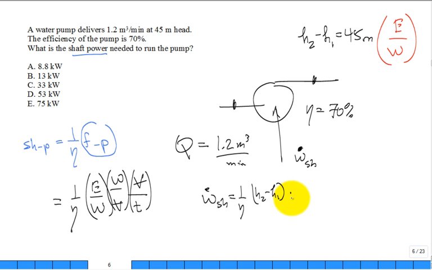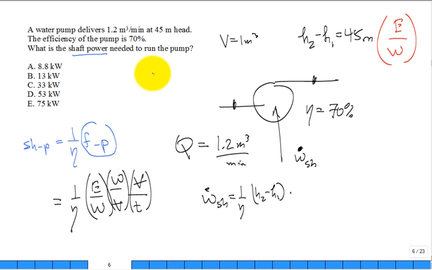Then I have the weight per unit volume. This one may be a little challenging. So what is the weight of water per unit volume? Let's say I had a volume of 1 cubic meter. How much mass is in 1 cubic meter volume of water? 1,000 kilograms. How much weight does 1,000 kilograms of water have? Multiplied by G, 9.81.